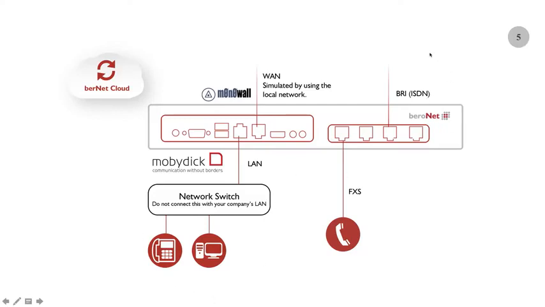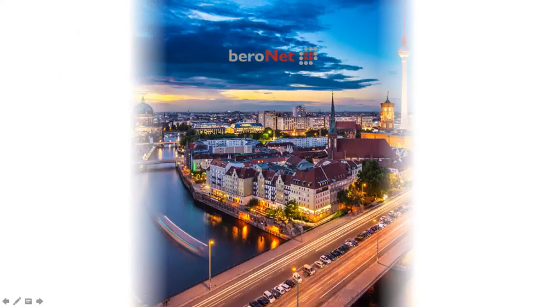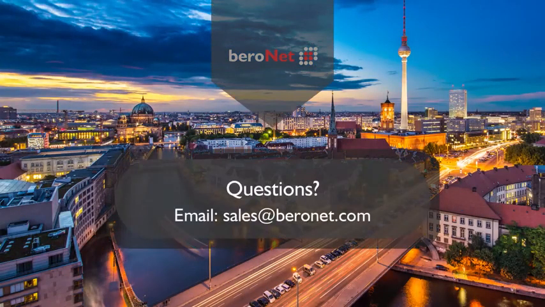Here we have a BRI ISDN connection, as well as an FXS analog telephone connected to this. With the mobydick, we're going to be using the mobydick's DHCP server to run our LAN connection here with our network infrastructure. And with that, we do have this computer that I'm currently using attached to it, as well as a SIP phone. With that said, any questions at this point, be happy to answer them.